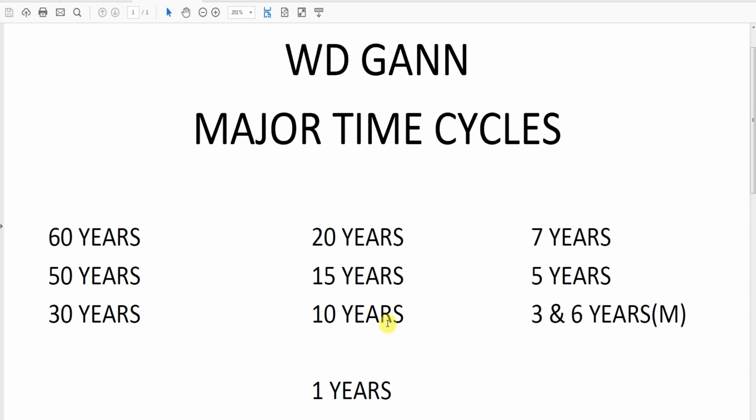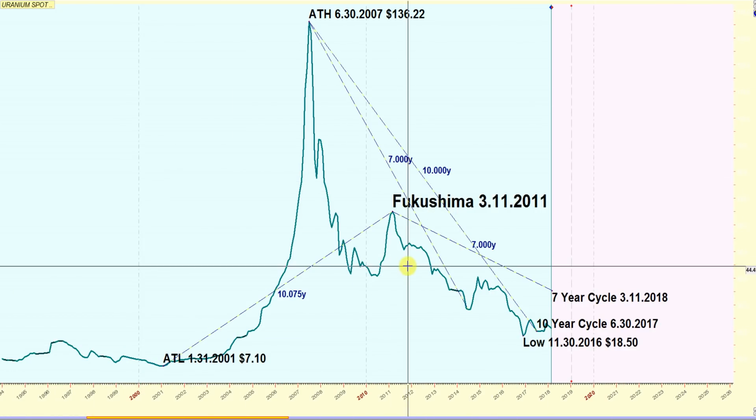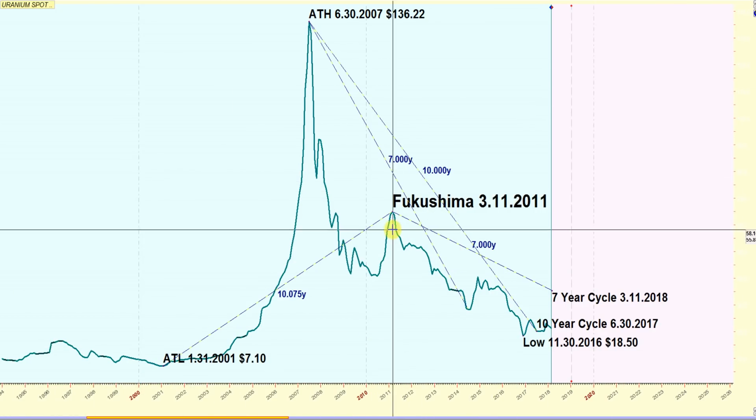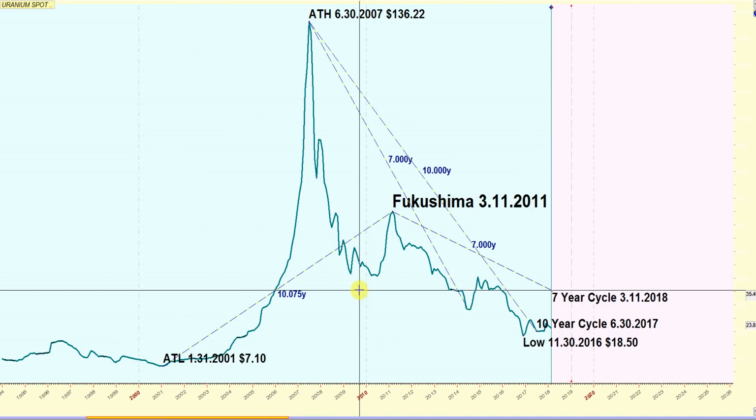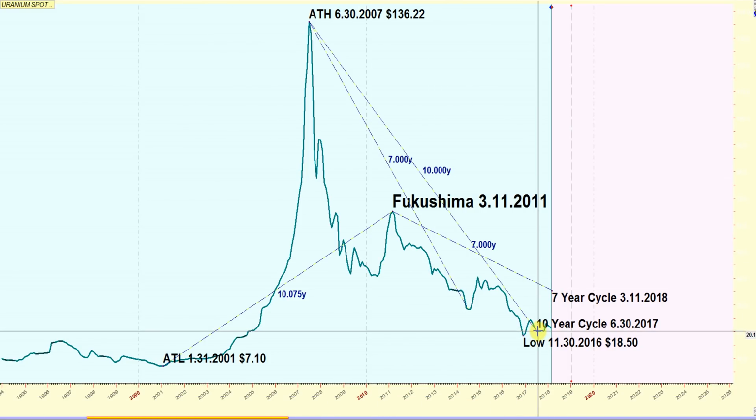That's what you should have been watching. That's not using planetary cycles. It's not using indicators and MACDs. This is just using what he taught in regards to time cycles. 10-year, this is where we're at right now.